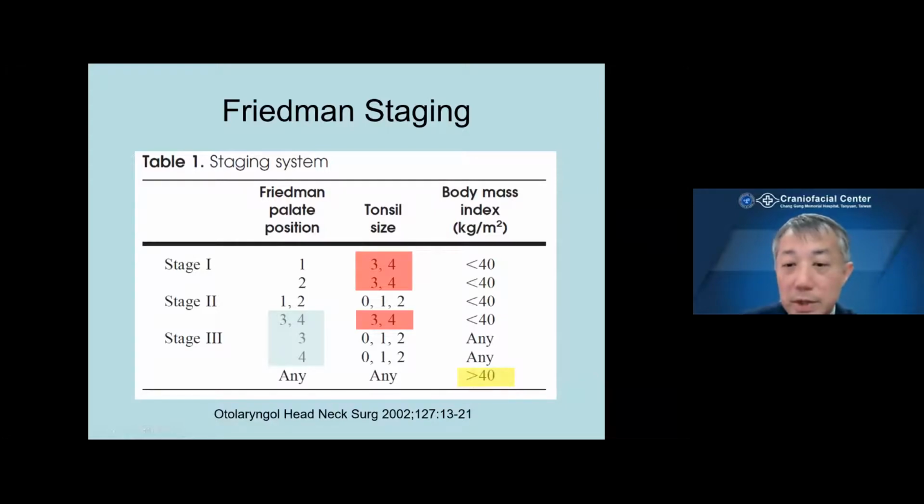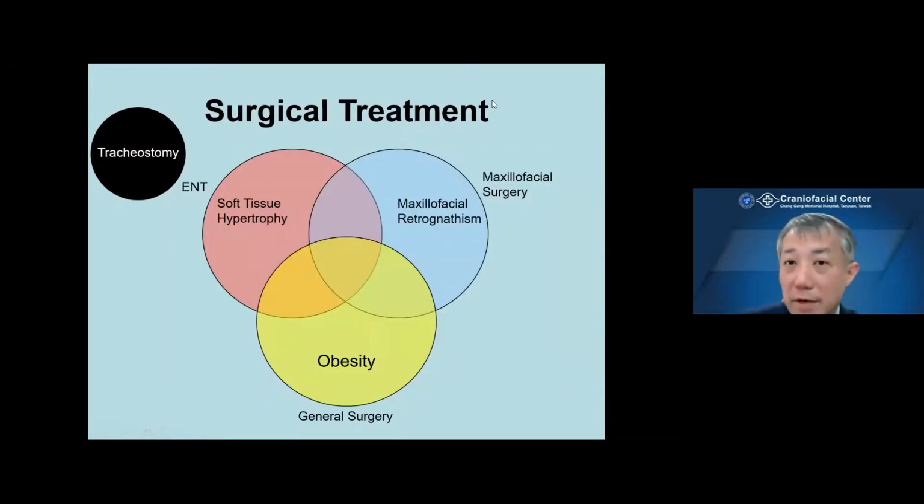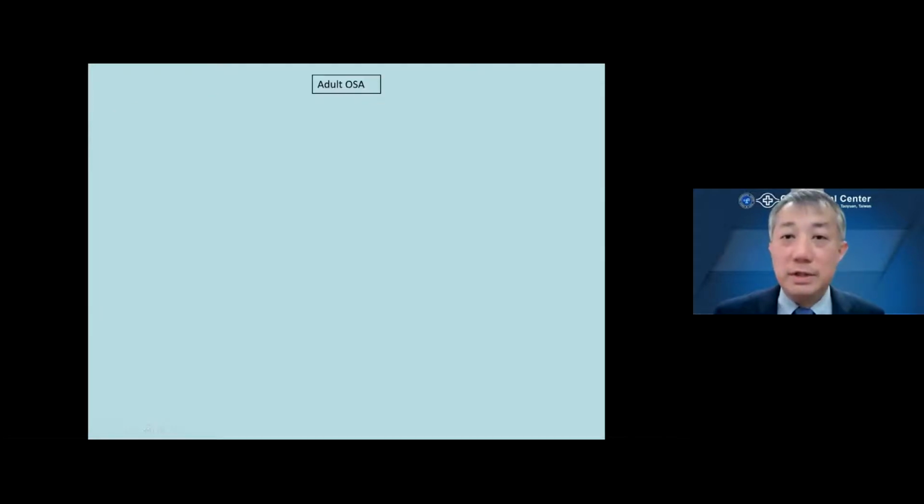And another population is obesity. So when we look into those patients with OSA, they could have soft tissue hypertrophy, they could have maxillofacial issues, or they can have obesity. Basically, among the 3 factors, obesity is the strongest one, followed by the skeleton and the soft tissue. So if someone has these 3 factors, the first one we have to treat is the obesity and then the skeletal or the soft tissue. If you do it in reverse, usually the treatment would not be so effective.